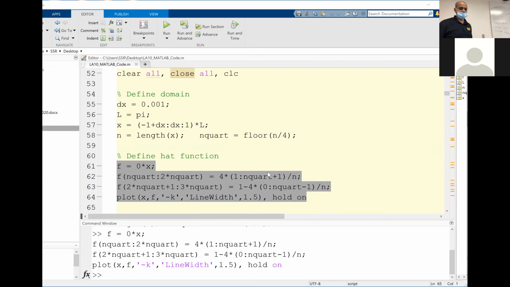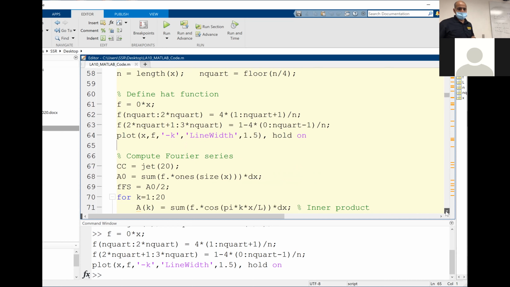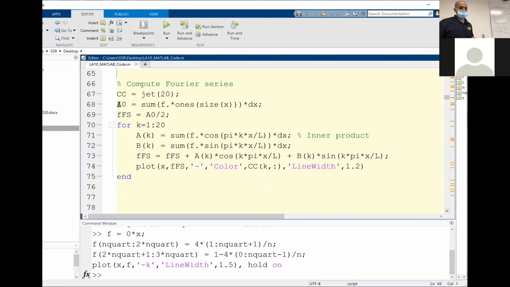So evaluate this hat function. Now, what I want to talk to you about, please note that this hat function is not repeating. It's defined in the domain -3 to +3. So if you go down, the next part, I'm trying to find out the Fourier series.